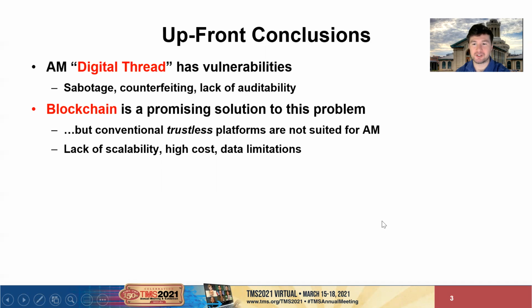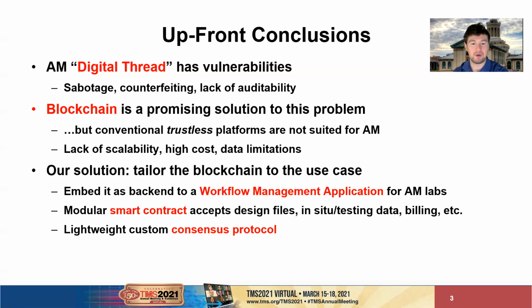What many have suggested and proposed is that a blockchain-based solution is a promising potential solution to this problem. But I want to recognize that the conventional platforms, everyone has a preconception of what they think of as a blockchain, and these conventional platforms are often not well suited for AM or any really industrial supply chains. We're going to deconstruct a blockchain to its most basic components and then rebuild it and tailor it to our use case to make sure it meets the speed and cost requirements that we need.